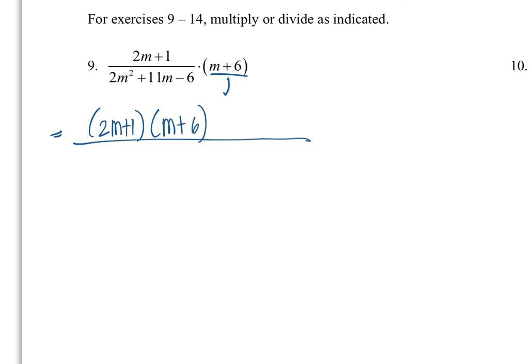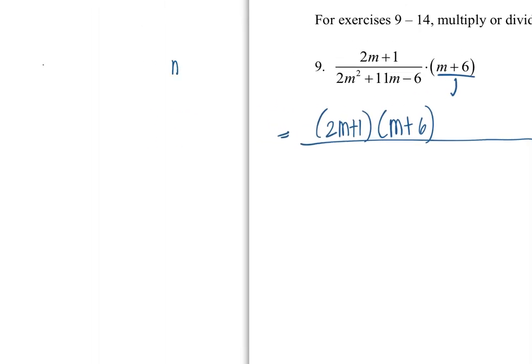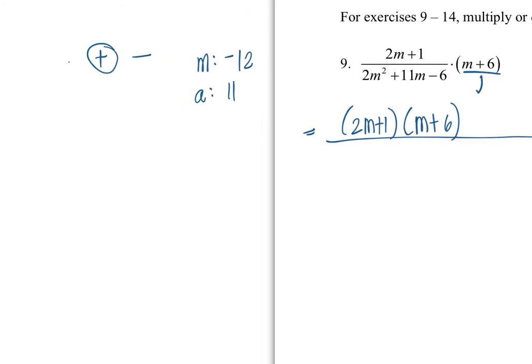I'm going to look at the trinomial of 2m squared plus 11m minus 6. For that trinomial, you're looking for the things that multiply to give you negative 12, because you have to multiply 2 and negative 6 together, but add to give you positive 11. So if they're multiplying to give you a negative, they're different signs. If they're adding to give you a positive, the largest number is positive. So if I did positive 12 and negative 1, that would add to give me 11.